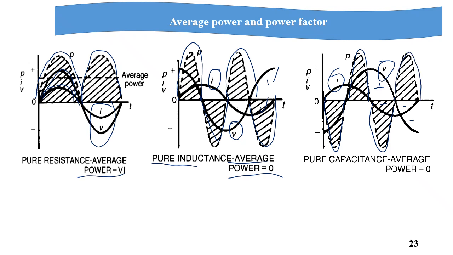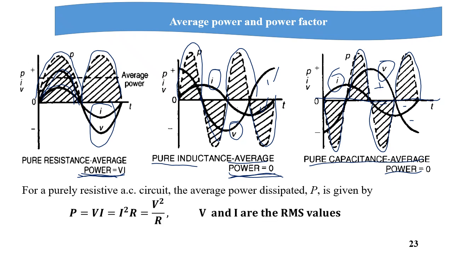We have the average value for this power also equal to 0, as the positive area equals the negative area. Then for a pure capacitive element and a pure inductive element, the average power will be equal to 0. Only in the case of a pure resistive element do we have an average power.